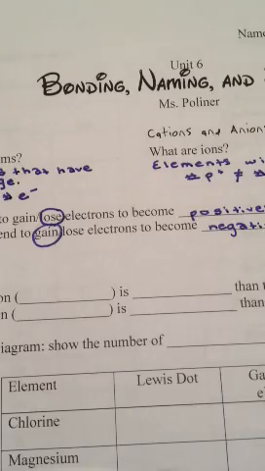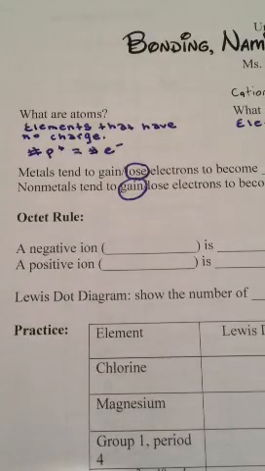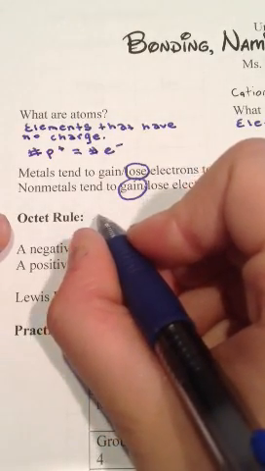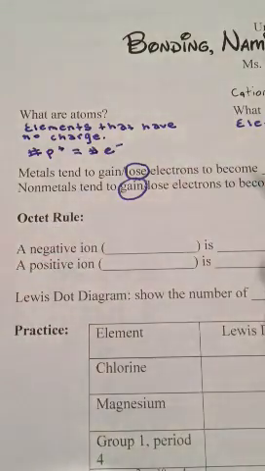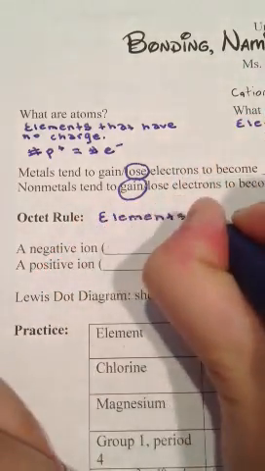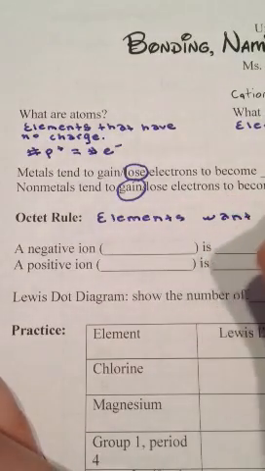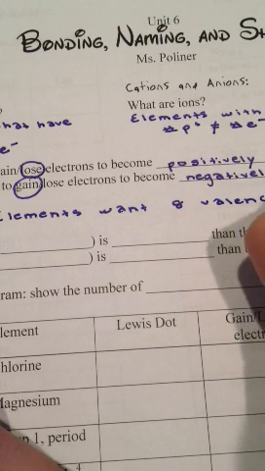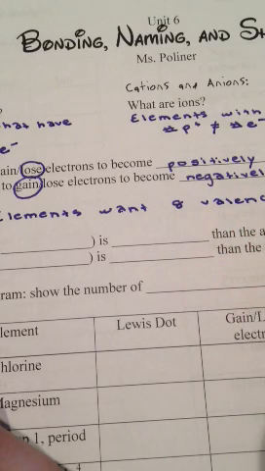Okay, so I threw around the word octet quite a bit in the last unit. And this comes back when we're talking about metals and nonmetals and gaining and losing electrons, because the reason why these elements become ions in the first place is because their ideal is to have 8 valence electrons. That is what the octet rule is: elements want 8 valence electrons. So all of this, guys, right now should be review. All right, let's keep going.